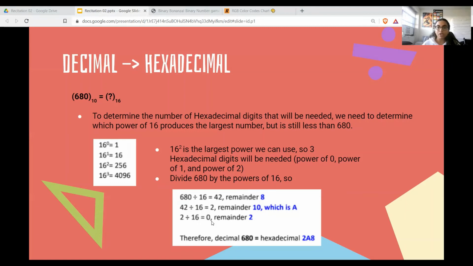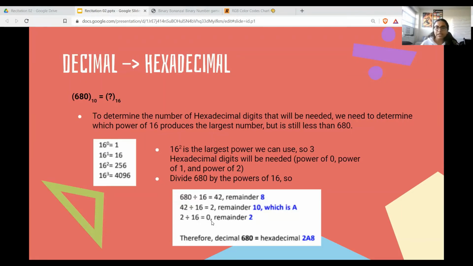So now we have the number of hexadecimal digits needed, which is 3. It's 3 because power of 0, power of 1, and power of 2. We have 3 powers. So that's why it's 3. So now that we have ascertained how many hexadecimal digits we need, we will go on to divide 680 by 16 and then note the remainders accordingly.